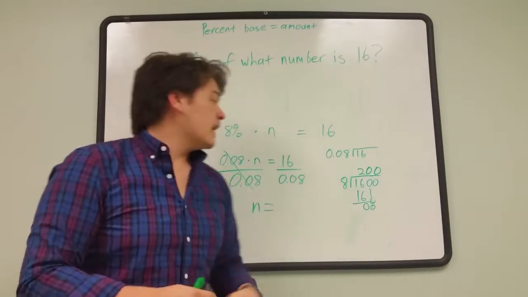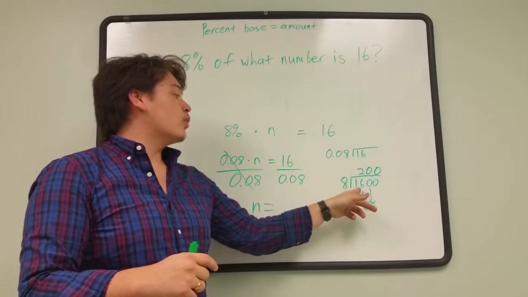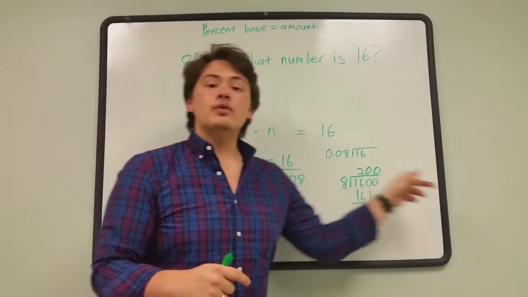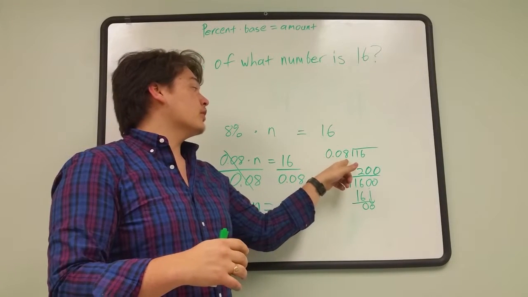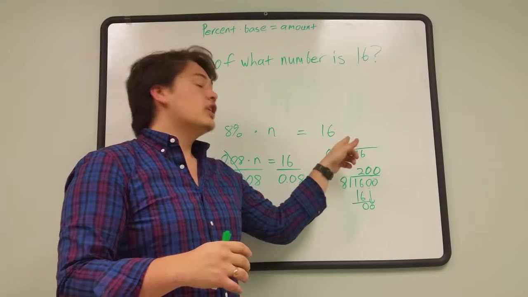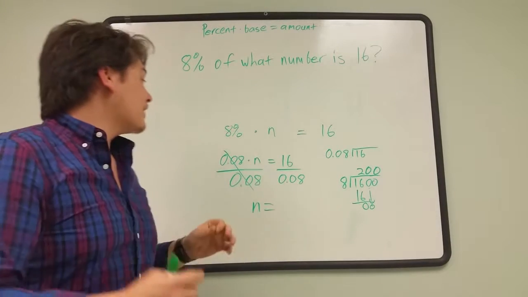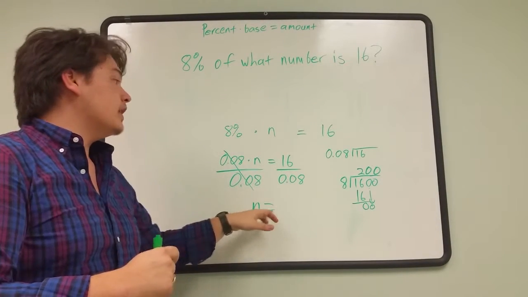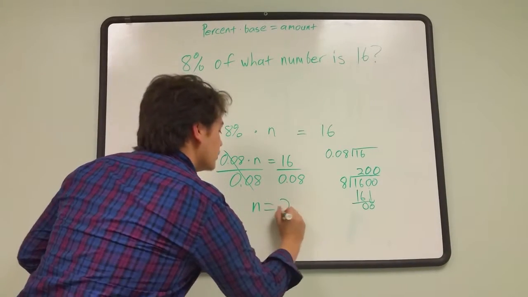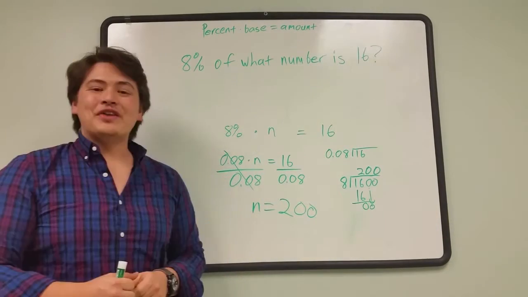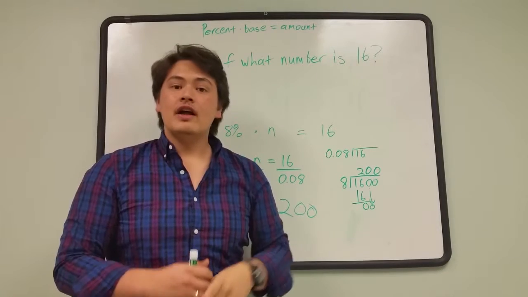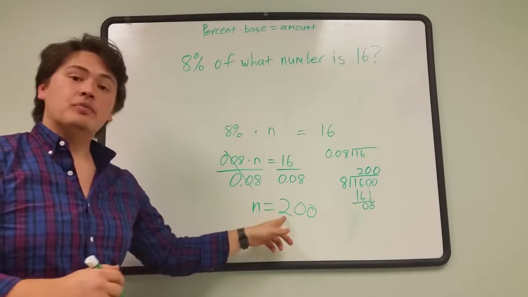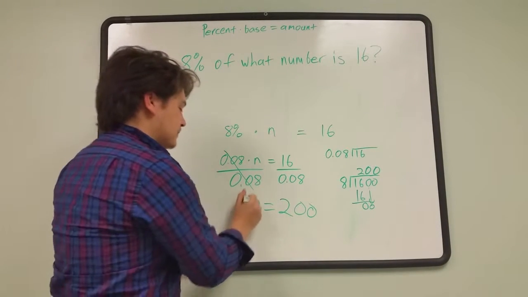So what this means is that 8 can go into 1,600 200 times, which also means that 0.08 can go into 16 200 times, which means that we have found out what n is equal to, which is 200. So 8% of what number is 16? The final answer is going to be 200.